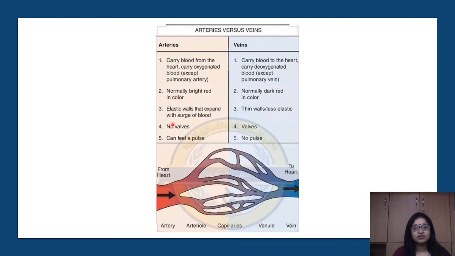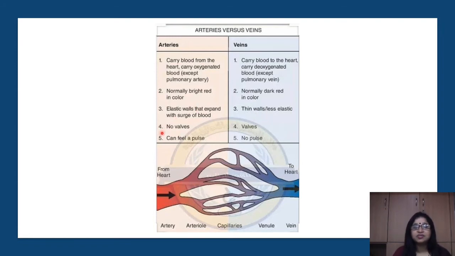The arteries have thicker walls, a smaller lumen, and elastic walls that expand with the surge of blood. We have to remember that arteries are carrying blood away from the heart towards the systemic circulation. The heart is pumping blood with a lot of pressure, so they need to have elastic walls to withstand this pressure, otherwise they can burst. Veins, on the other hand, because they are carrying blood towards the heart, do not have to face that kind of pressure, so they have thin walls which are less elastic.